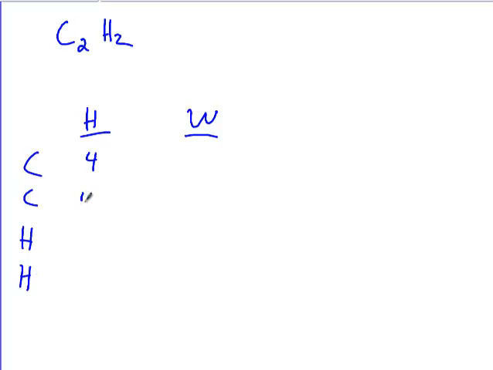All right, okay, let's look at one more. C2H2, so dicarbon dihydride. So we've got our haves and our wants. So we've got carbon, carbon, hydrogen, and hydrogen. So we've got 4, 4, 1, 1. That's what they have. Carbon wants 8. Again, hydrogen only wants 2. So we're going to add these up.